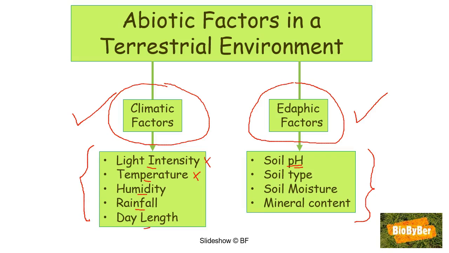The other edaphic factors are soil type. It might be clay, it might have a lot of humus, it might be a sandy soil. The type of soil can affect the organisms living in it. Soil moisture, the amount of water in the soil, can also have an effect on the living organisms, and the mineral content or the fertility of the soil.